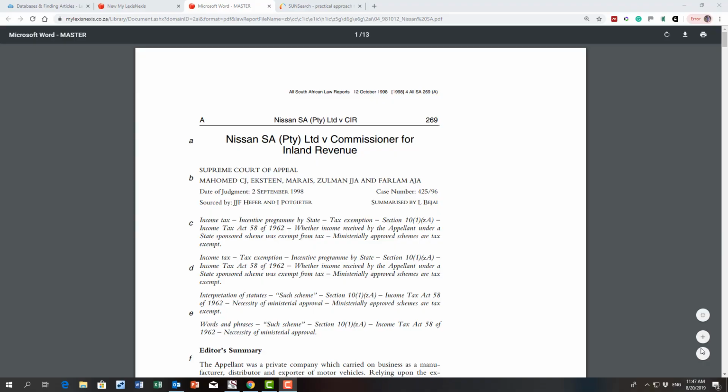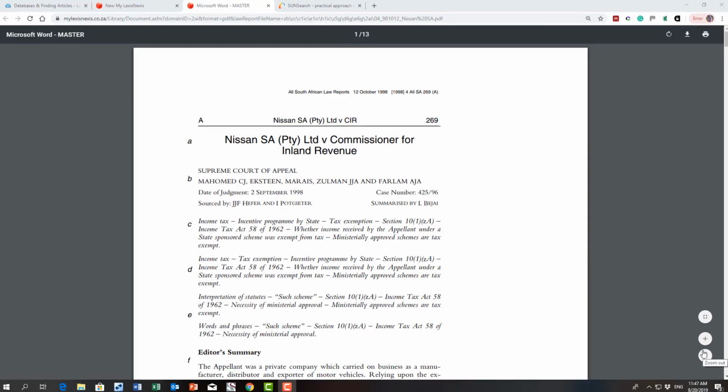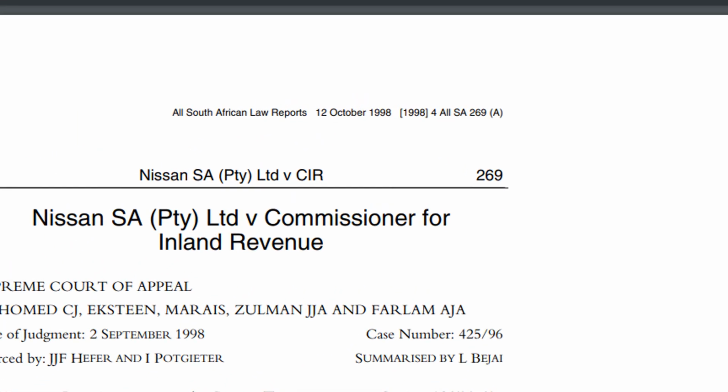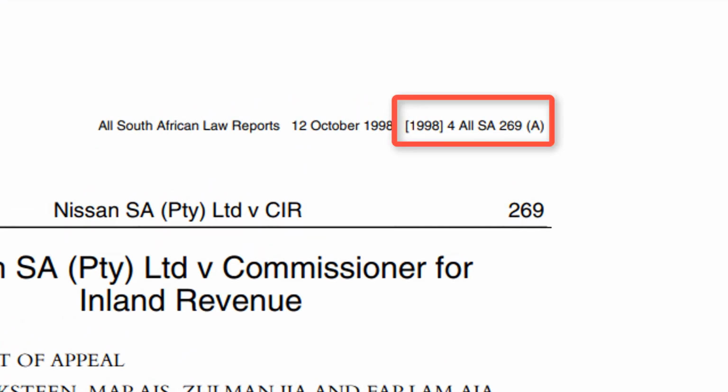The layout of a tax case. The first thing to consider when viewing a tax case is the case citation. Now, this particular case judgment was delivered in 1998 in the fourth series of the All South African Law Reports, and the case starts on page 269. The A in brackets at the end of the citation indicates that this particular judgment was delivered in an appeals court.